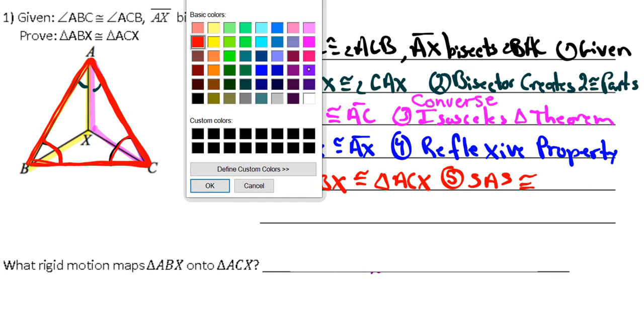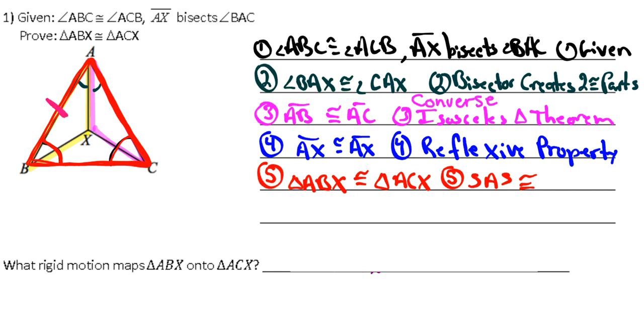That puts this side congruent to that side. And then the reflexive property with AX congruent to itself gives us side, angle, side, and we are all set with that.